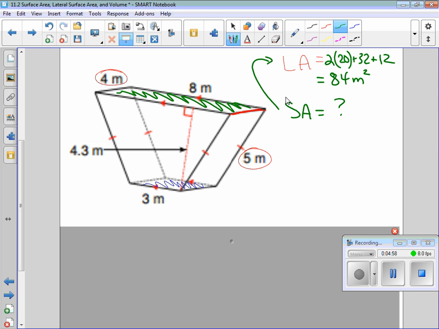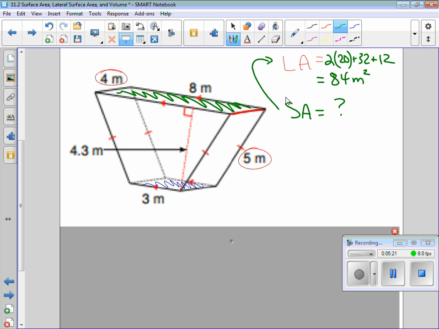Now the cool thing is that we've already calculated part of the surface area. That's those rectangular pieces that go around. Surface area includes the entire shape, the lateral surface areas, and the top and the bottom, or the two trapezoids. So now it's just a matter of finding the area of the trapezoids, multiplying it times 2, and then adding it with the lateral area.